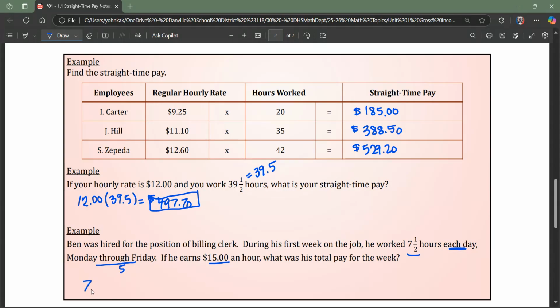Again, we're multiplying 7.5 by 5 days in a week. That tells us that he is working 37.5 hours. Now, it also tells us that for each hour he works, he gets $15 an hour. So if I multiply 37.5 by $15 an hour, I'm going to get a total amount of pay of $562.50.